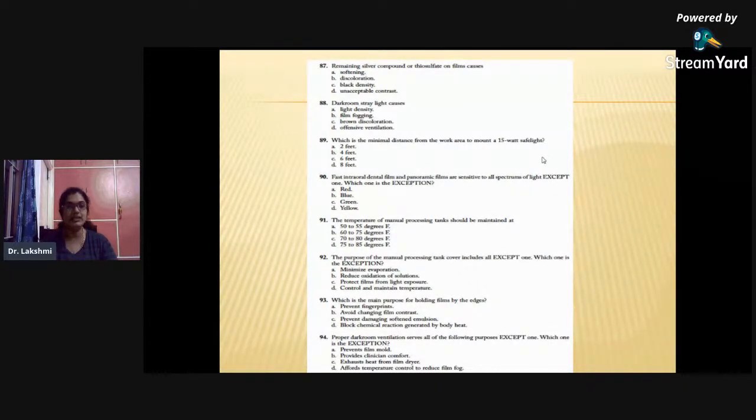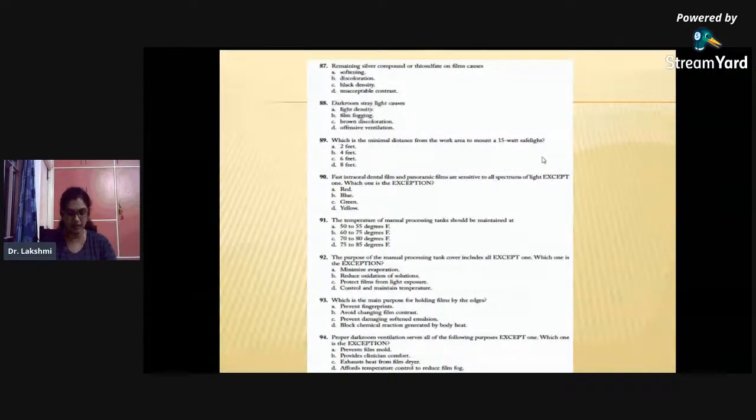91st question. The temperature of manual processing tanks should be maintained at 60 to 75 degrees Fahrenheit. Option is B. 92. The purpose of the manual processing tank cover includes all except one. Which one is the exception? That is D. Control and maintain temperature. That is not. Mainly it is covered for what? Minimize the evaporation, reduce oxidation of solutions, and protect the films from light exposure. But control and maintain temperature is not purpose of the processing tank covers.